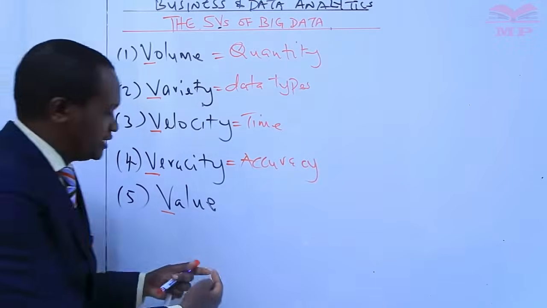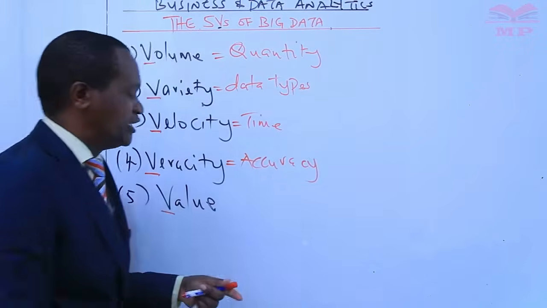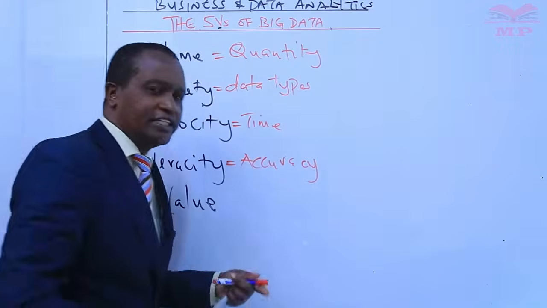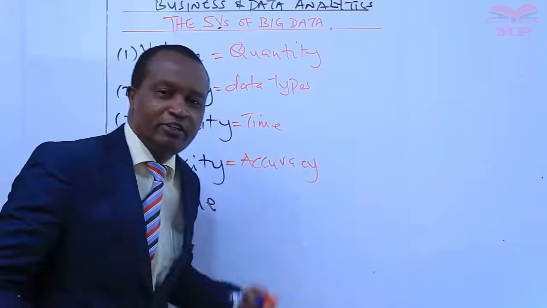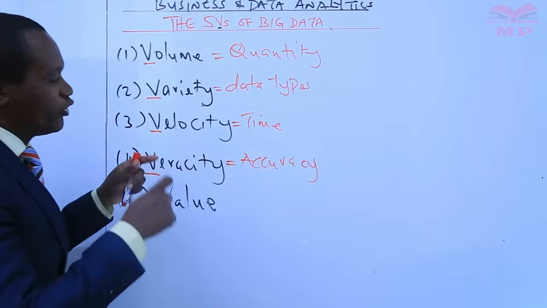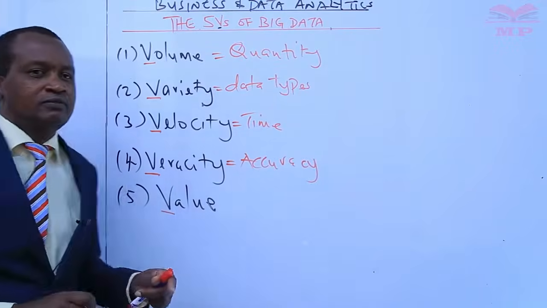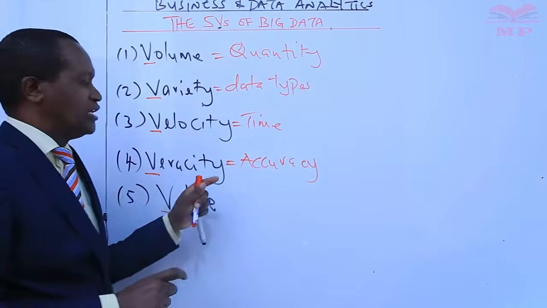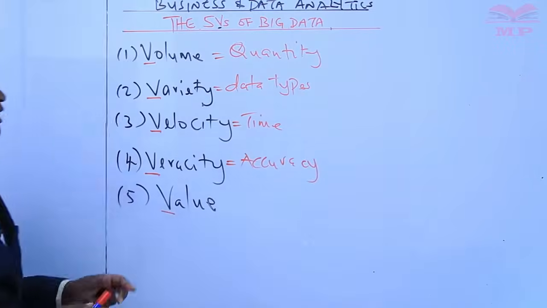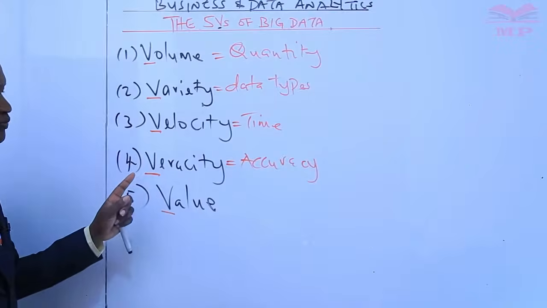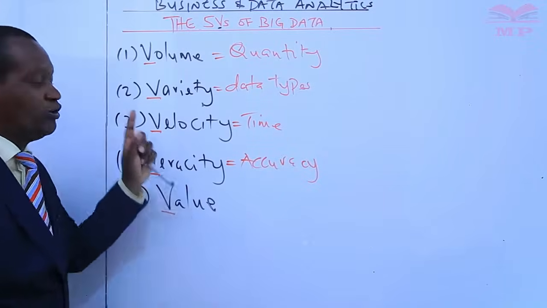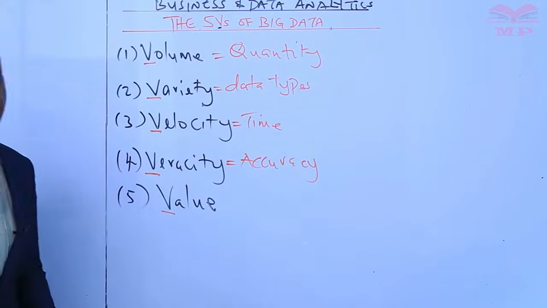So veracity refers to accuracy, refers to the quality, refers to the trust that the leader has in the information that is gathered. The correctness of data. So data that has missing pieces, that is not accurate, is data that cannot be relied upon in making decisions. So veracity is a very important feature of big data.